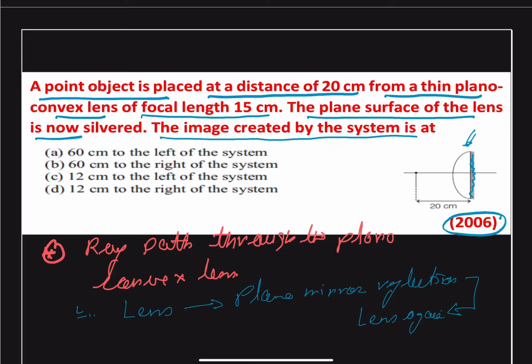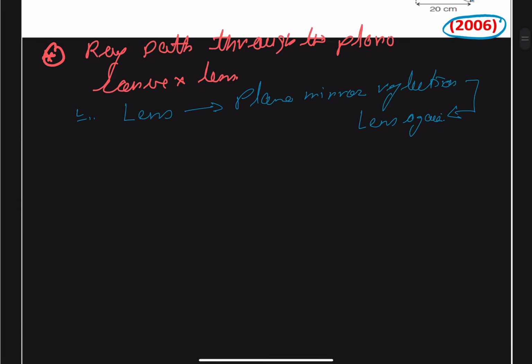So this is the basic ray path that is going to take place. First of all, there will be a refraction through the lens. So we have first refraction through the lens, because the lens will be coming twice in the picture.